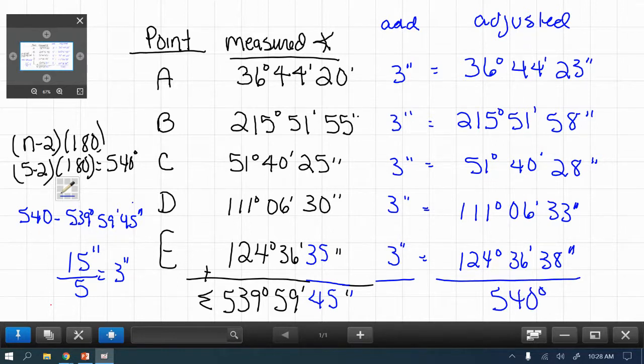All right, tell me if you had a question. I just corrected the left part. That 35 is the one I messed up on. I just corrected it, and it equals 540. So you add 3 seconds. Does everybody get the adjusted angles? That one's kind of easy, you can do that math in your head. So I'm going to make sure that adds up. 44, 23, 58.